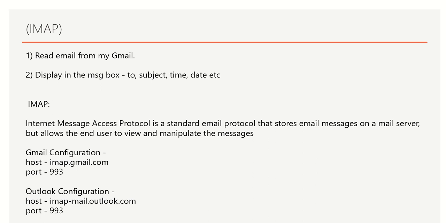So there are two configurations. For the Gmail configuration, you need to use the host imap.gmail.com. The port will be 993, which I showed you; the default is 143.